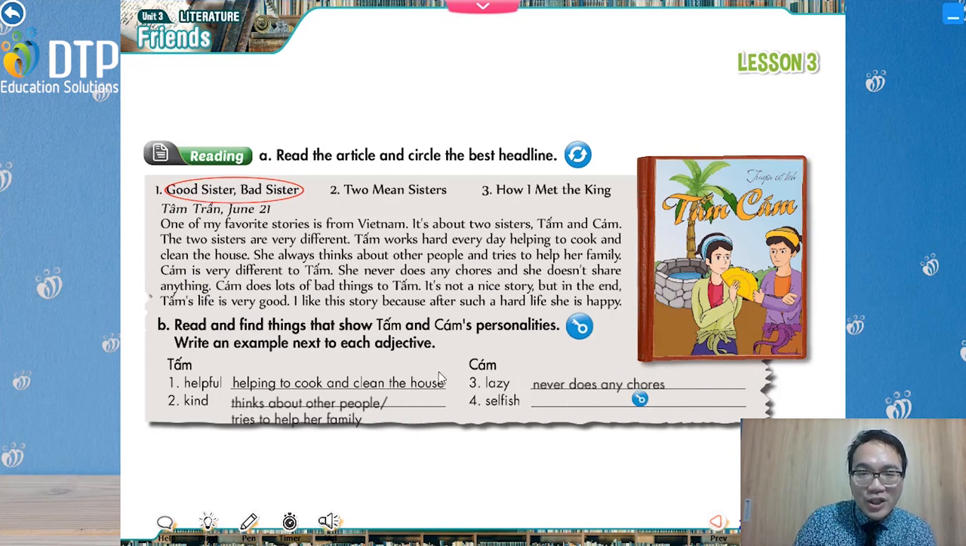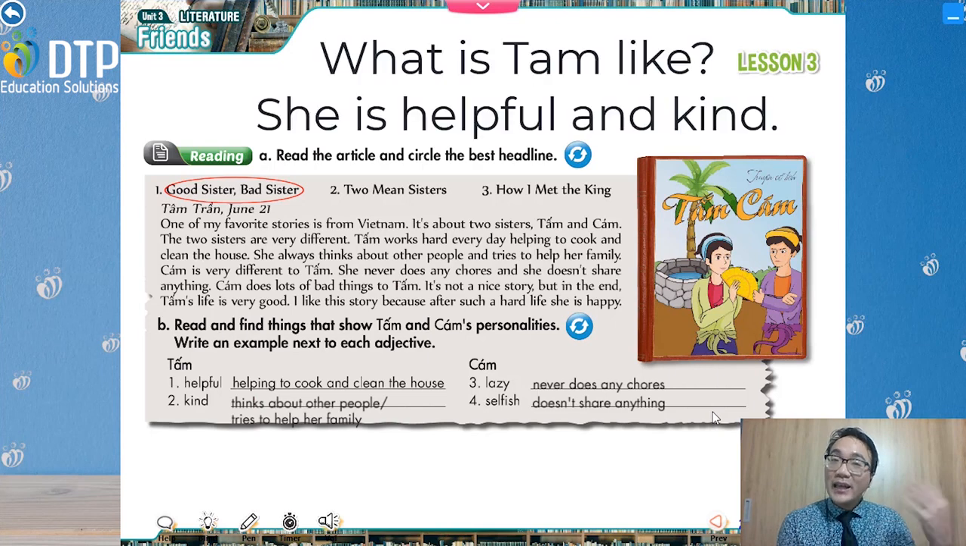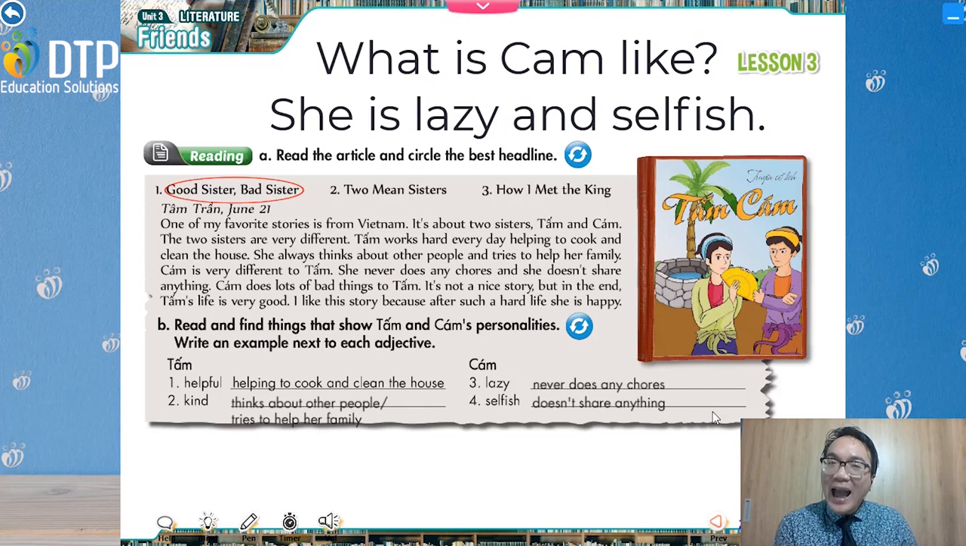And how about selfish? She doesn't share anything. Let's check. Yes. So, can we describe Tấm and Cám now? What is Tấm like? She is helpful and kind. What is Cám like? She is lazy and selfish.